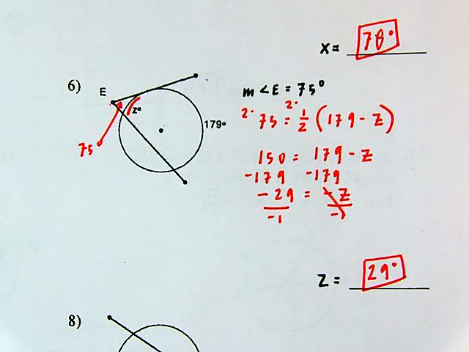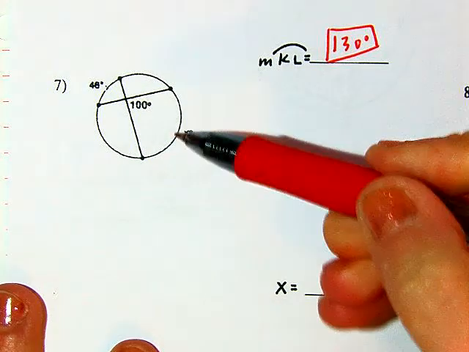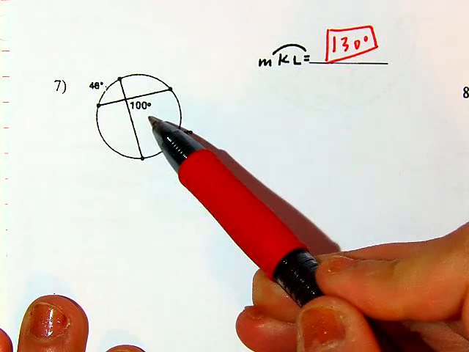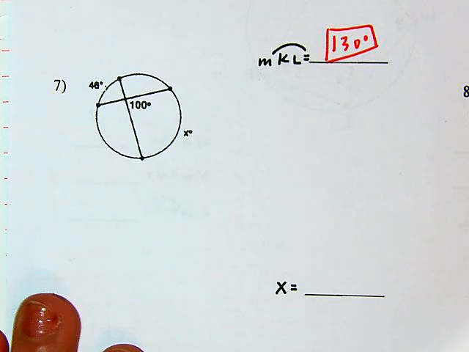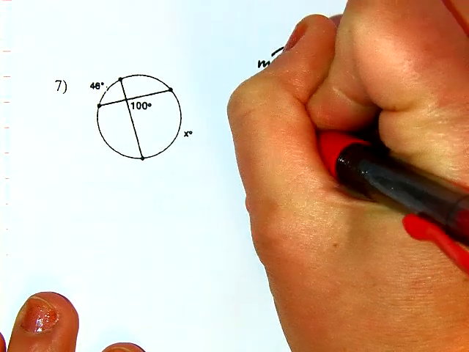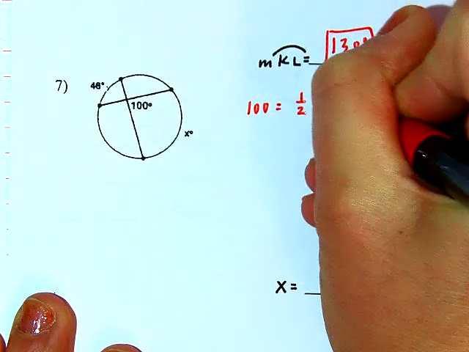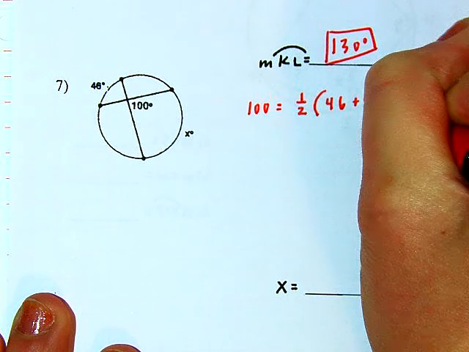Okay, moving on to 7. So 7, we want this missing arc right here. We have the angle and we have the smaller of the two intercepted arcs. So we should know that the angle, which is 100, is equal to the average of the two arcs. So half of 46 plus x.